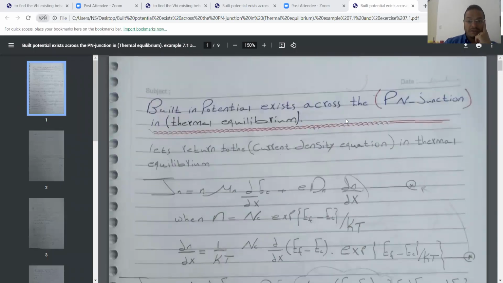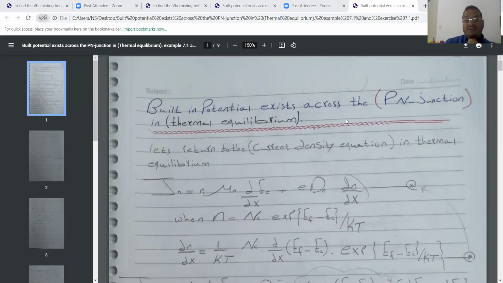Good afternoon, everyone. Our lecture today is about how we can find the built-in potential that exists across the PN junction in thermal equilibrium. That is different from the last lecture, because in the last lecture we were talking about how we can calculate the built-in potential between two extrinsic semiconductors. Today's lecture will be the third lecture in the PN junction series.